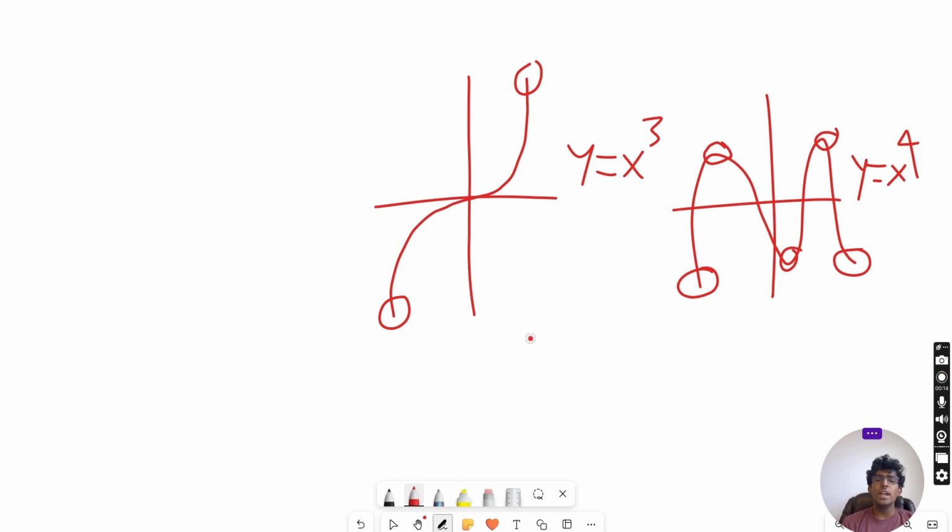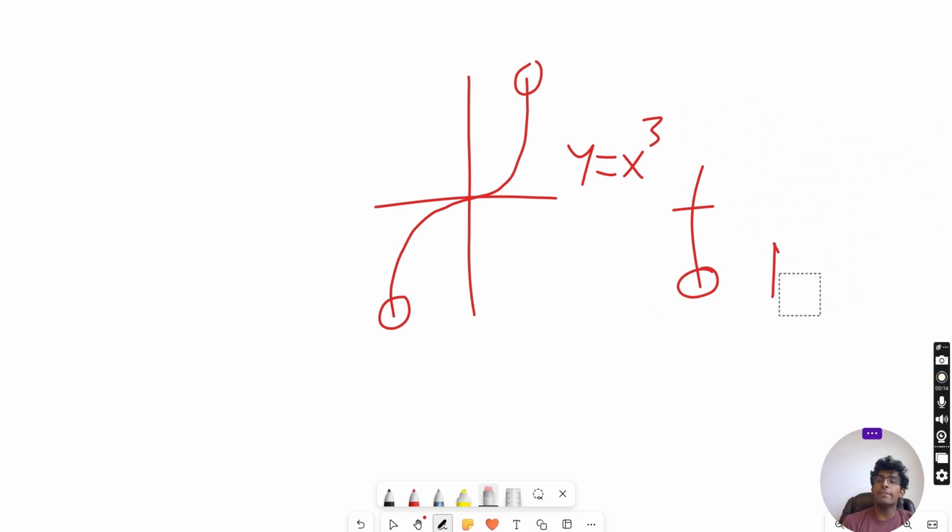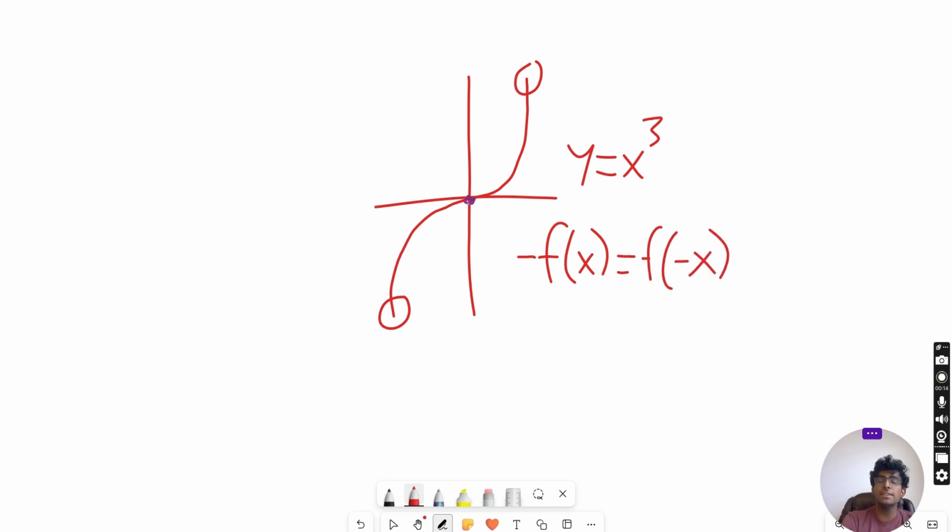And I'm going to quickly touch on even and odd functions here really fast. So x cubed is an example of an odd function. Basically, you can reflect it across the origin, right? If you were to reflect right at this point, you'd get the same thing. As an equation, you can write it as negative f of x equals f of negative x, basically meaning if you were to plug in negative x for x in the original function, it's going to equal a reflection over the x-axis.